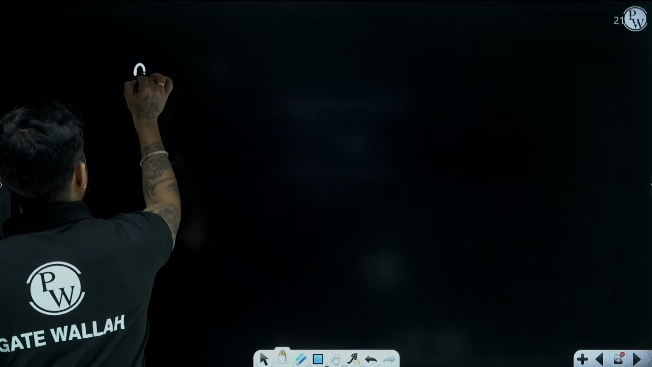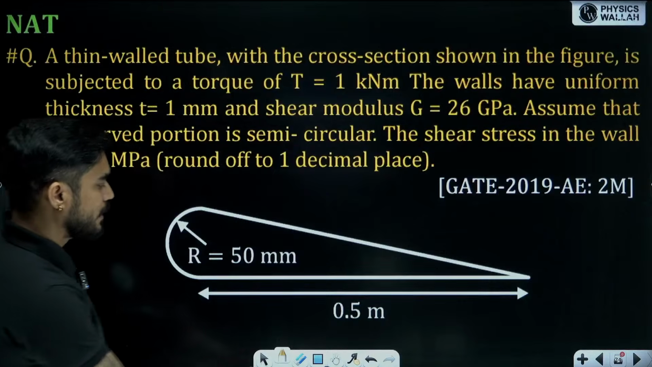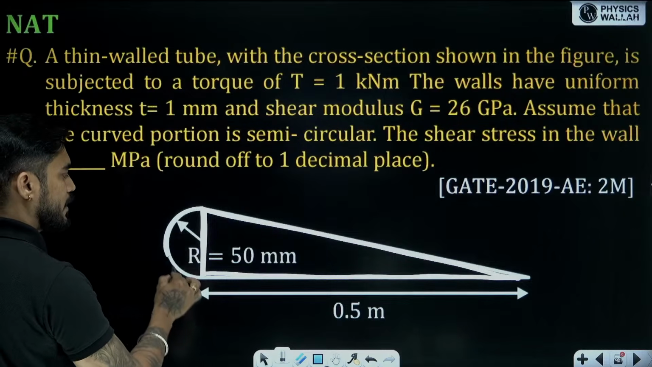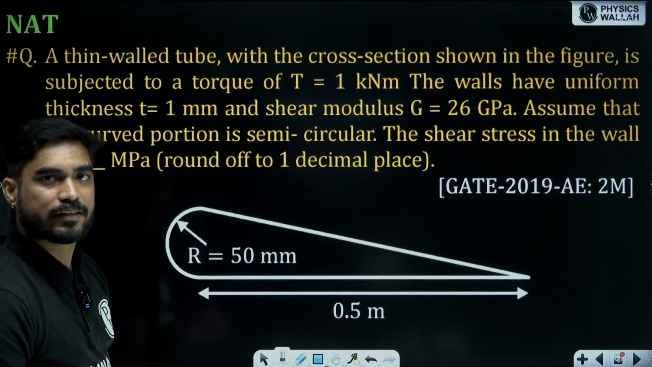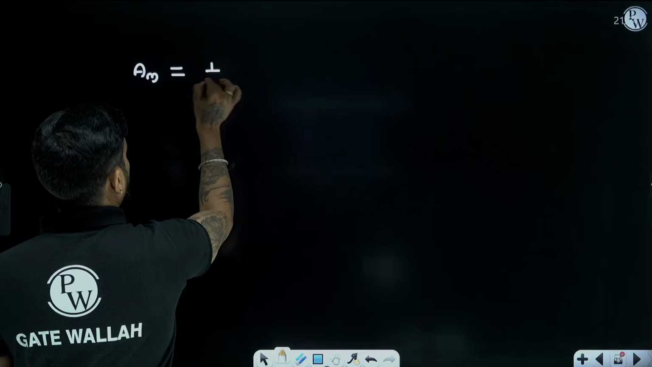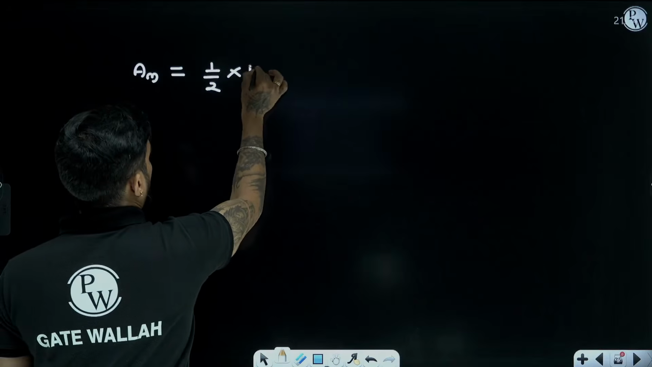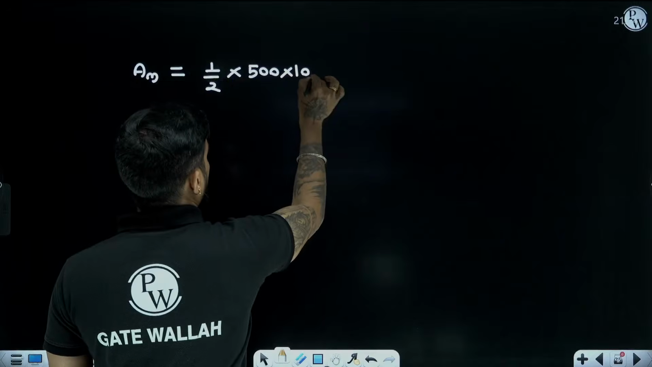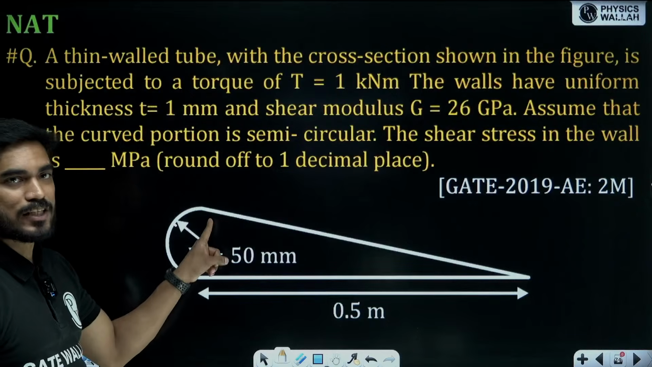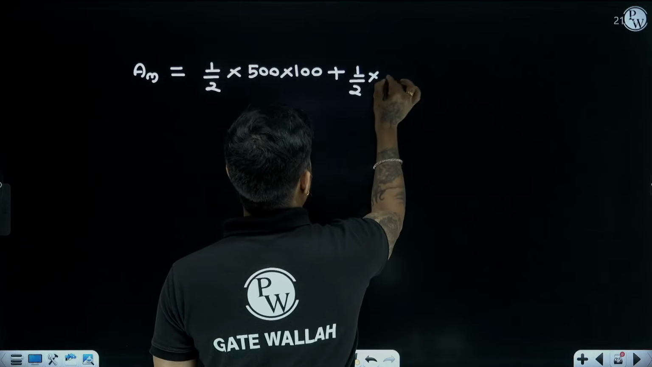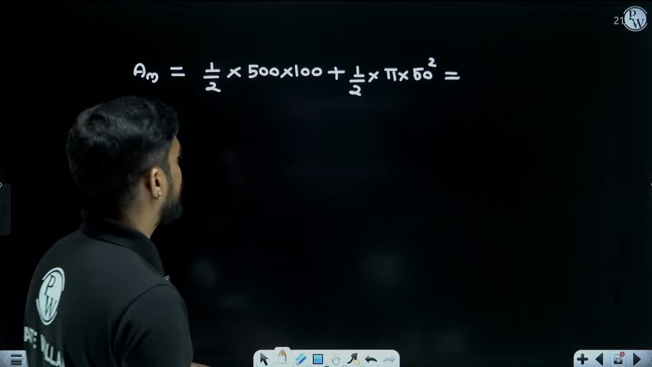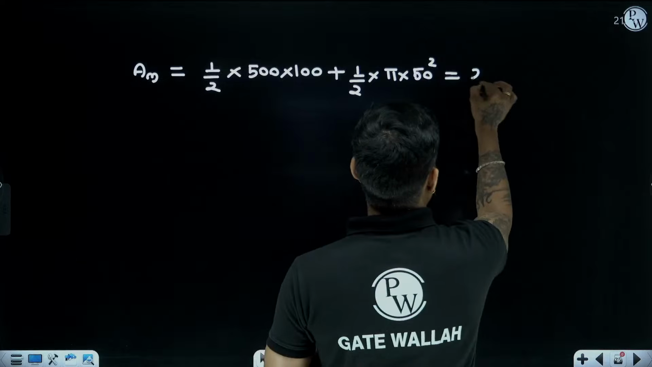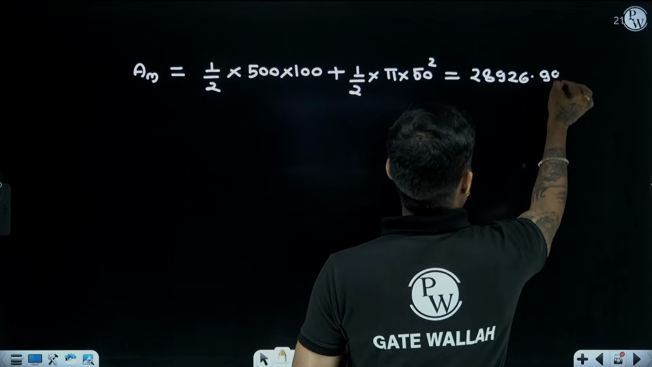So what will be the area? If you want to calculate the area, you need to divide it into 2 regions. This is the triangle and this is the semicircle. What is the area of the triangle? Half into base into height, right? So half into base is 0.5 meter, or you can say 500 mm. Height will be 100 because the radius is 50, so the diameter is 100. Plus, for a semicircle, for a circle the area is pi r square, so for a semicircle it will be 1 by 2 pi r square. So from here you will get the mean area. I am getting 28926.99 mm square.